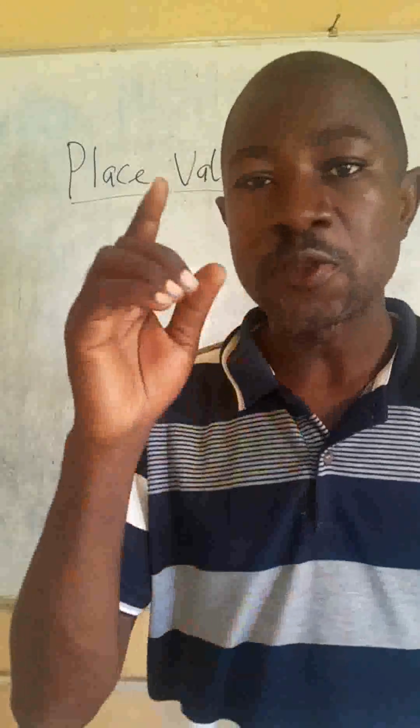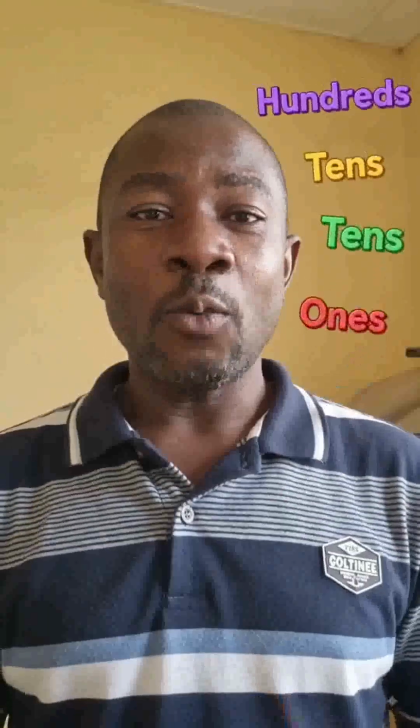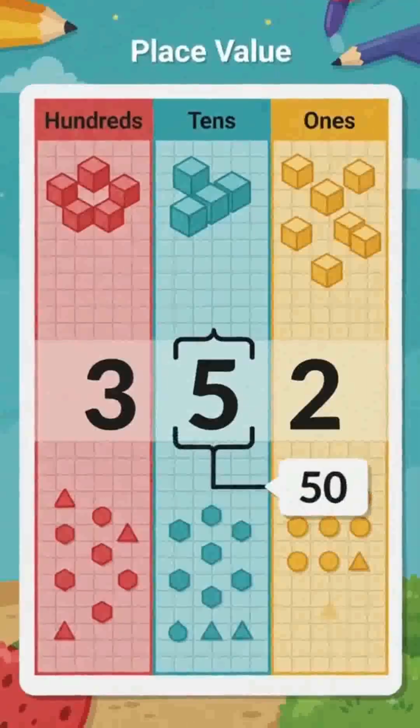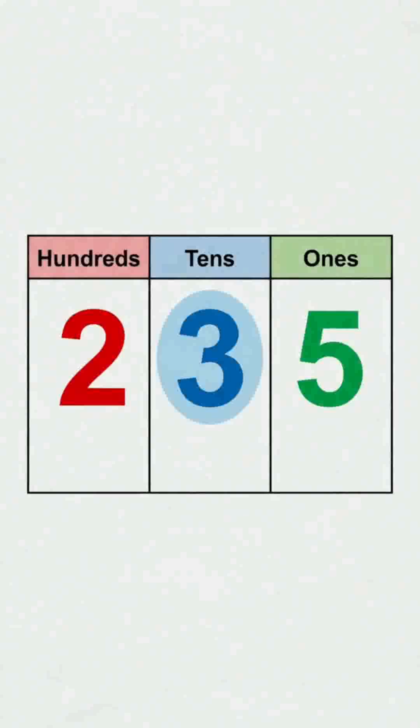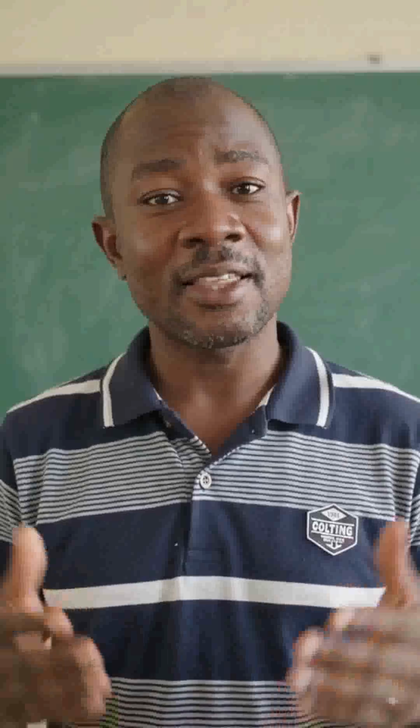So I want us to fix this problem, because if we miss this topic, other topics in mathematics will be very difficult. So today, let us fix it. So what is place value? What is the place value system? It is how we determine numbers. Each position holds a specific value, like hundreds, tens, and ones. It's that simple. It is the value of each digit. For example, in 235, 3 means 30.